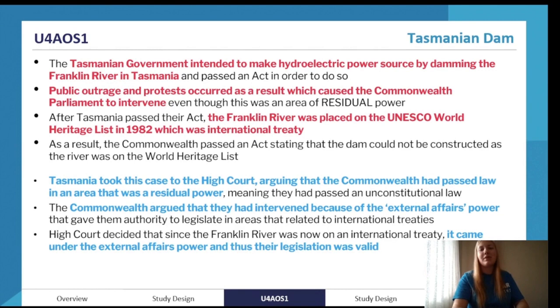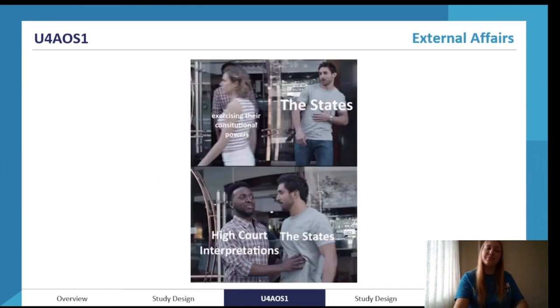Seeing another concept, decreasing the power to legislate of the states, increasing the power of the Commonwealth to legislate, again, through another interpretation. So that is what happened in the case. And we see that here. High Court interpretations always getting in the way of the states' powers.